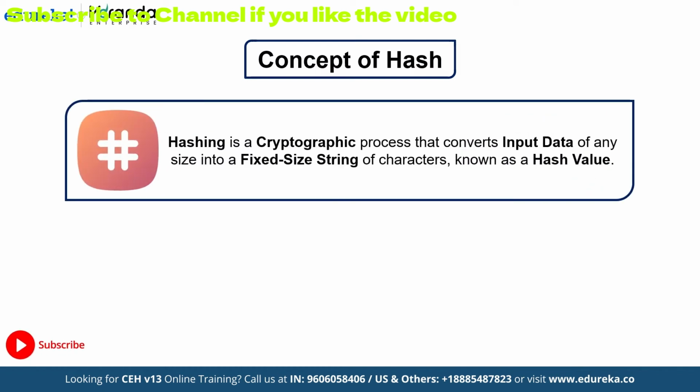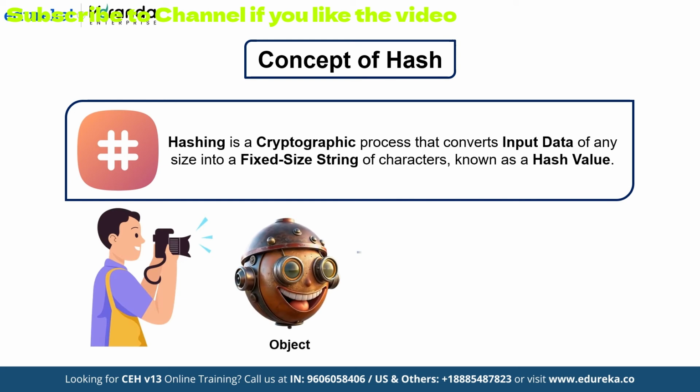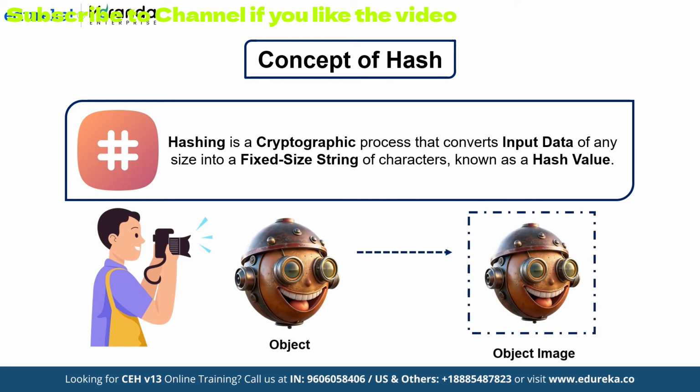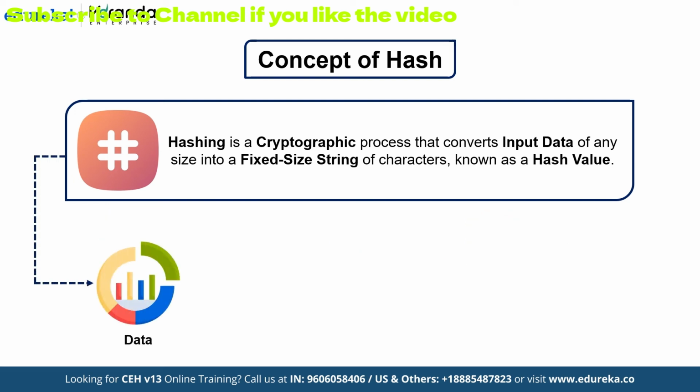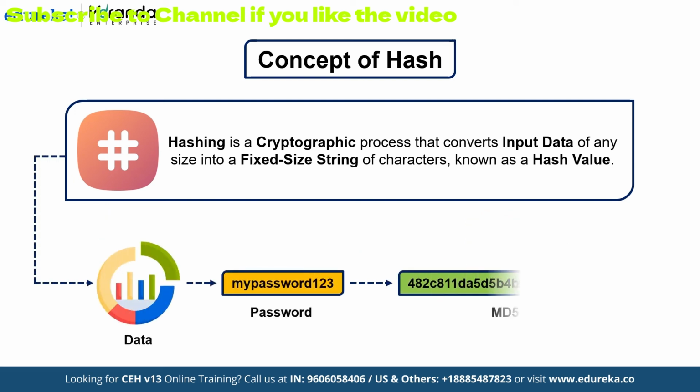A hash is like a digital fingerprint of a piece of data like a password. So imagine you're taking a picture of a unique object with a camera. The picture or image represents that object, but it's not the object itself. You can't reverse the image to get back to the object. Similarly, a hash takes a piece of data like a password and turns it into a fixed length string of characters, and this string is the hash.